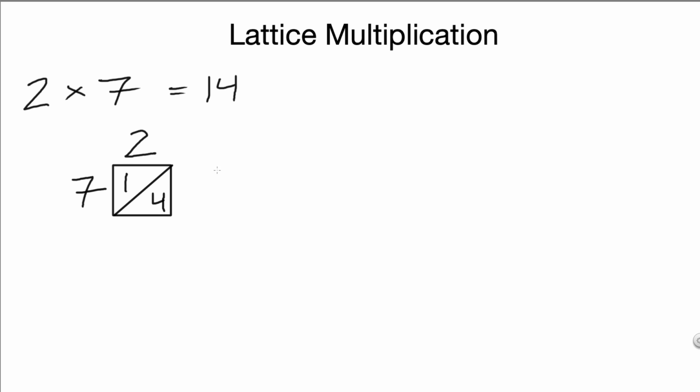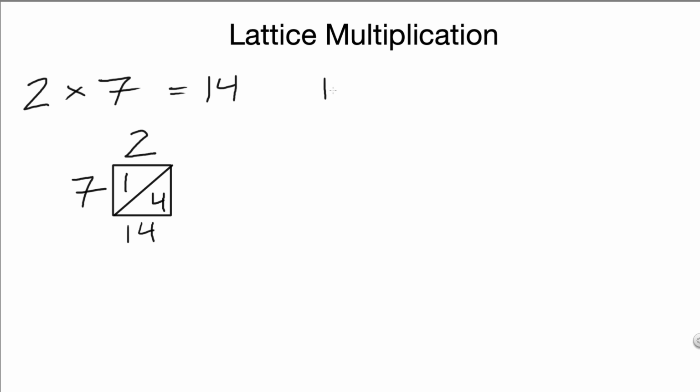Here's the 14. And then when you're done filling in all the boxes, in this case there's only one box, you bring all the numbers down this direction. So in other words, since there's only a 4 here, you do a 4 and you bring the 1 down, which would just leave you with a 1. So 14. Simple enough. So let's give a bigger example this time.